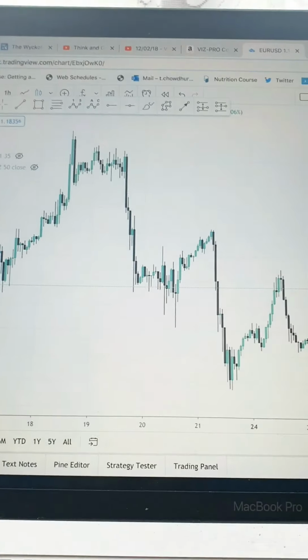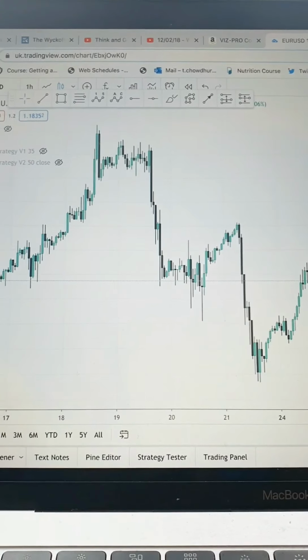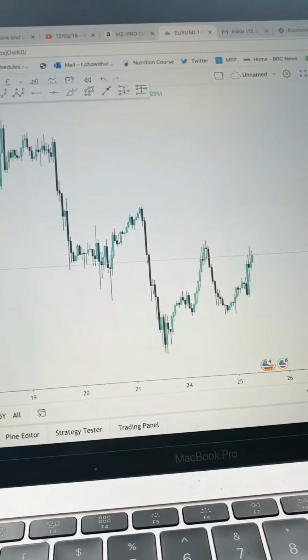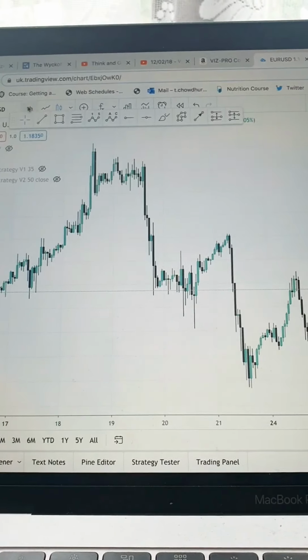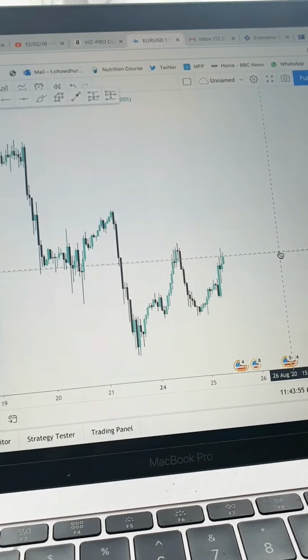Guys, so the last few weeks I've been getting a lot of requests asking about how I get these lower time frame sniper entries. So I'm just going to show you guys in the live market how I actually trade. So EUR/USD on the hourly time frame, it is currently 11:43 AM in the UK.